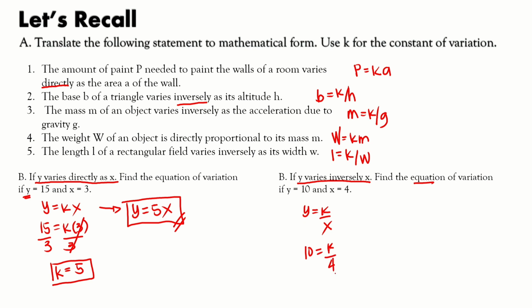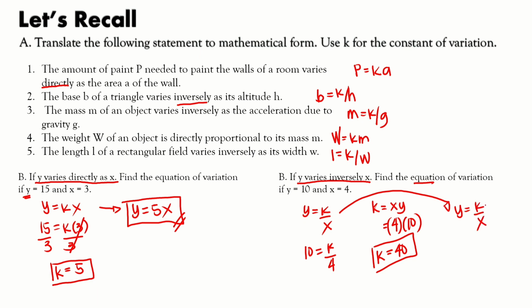Next is to get the constant of variation. If that is inverse, we simply multiply the two quantities. Meaning to say k is equal to x times y. The value of x is 4 and our y is 10. So 4 times 10, the constant of variation now is equal to 40. And the equation of variation, we substitute from our equation, y is equal to k all over x. And we know that the value of k here is 40. That is why the equation of variation here is 40 all over x.